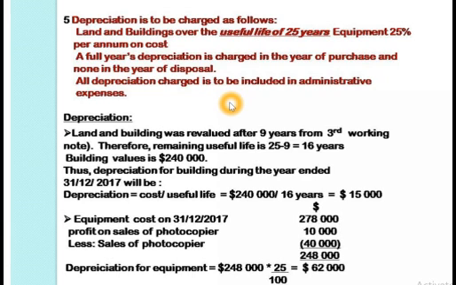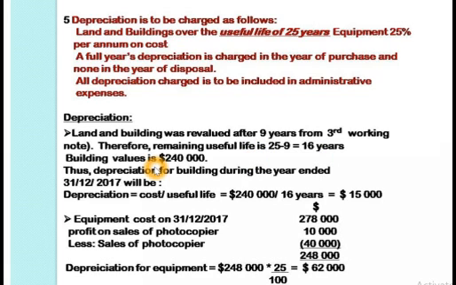So let's do the working for depreciation. Land and building, if we remember it from the third working note, we know that it was revalued after 9 years. That is, we purchased the land and building in 2008 and revalued it in 2017. So the number of years will be 9 years. And here it is stated that the useful life is 25 years. So the remaining useful life will be 25 minus 9, which will be 16 years.